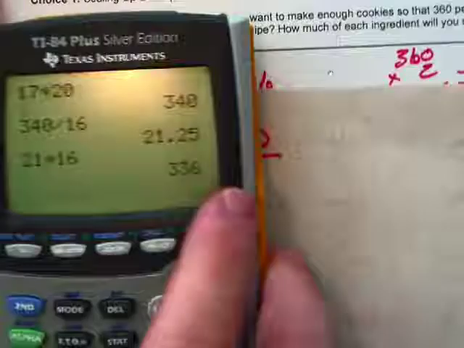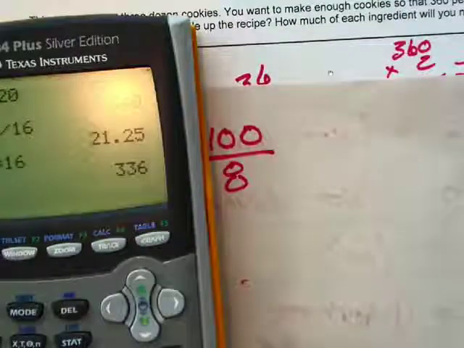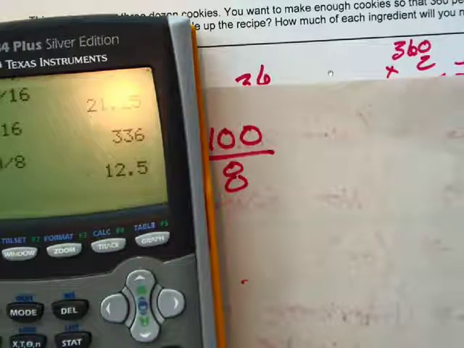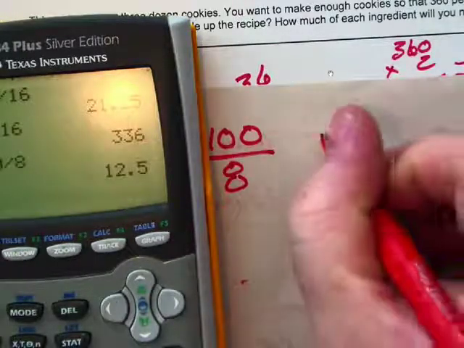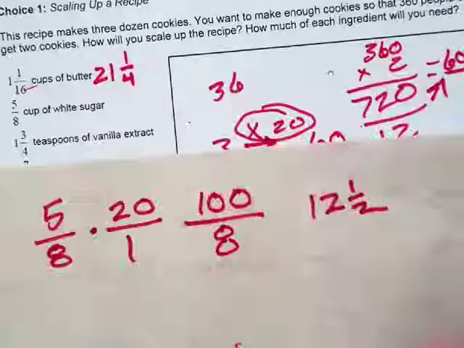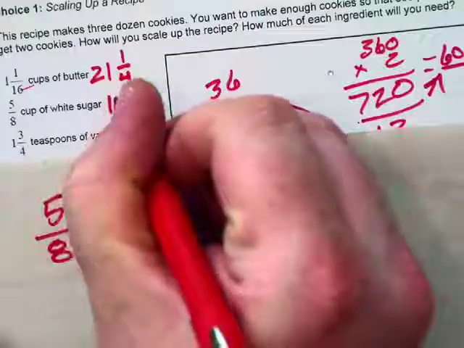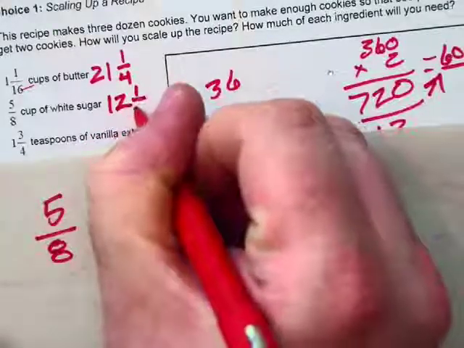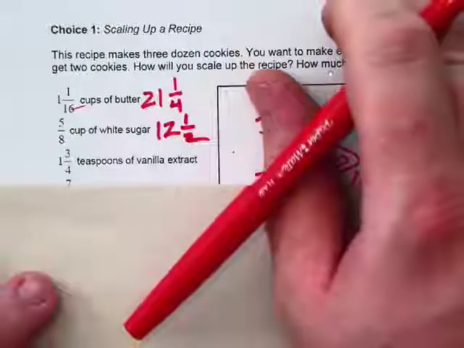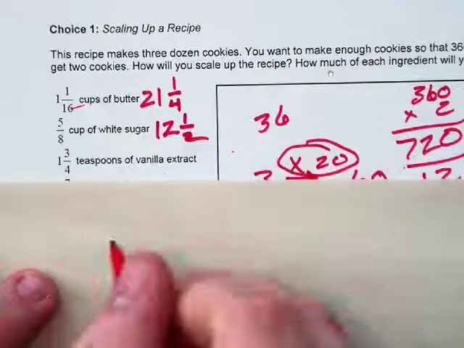Now let's turn that back into a mixed number. 100 divided by 8 is 12.5. So we need 12 1/2 cups of sugar. Okay. Now let's keep going. I'll give you a couple more.